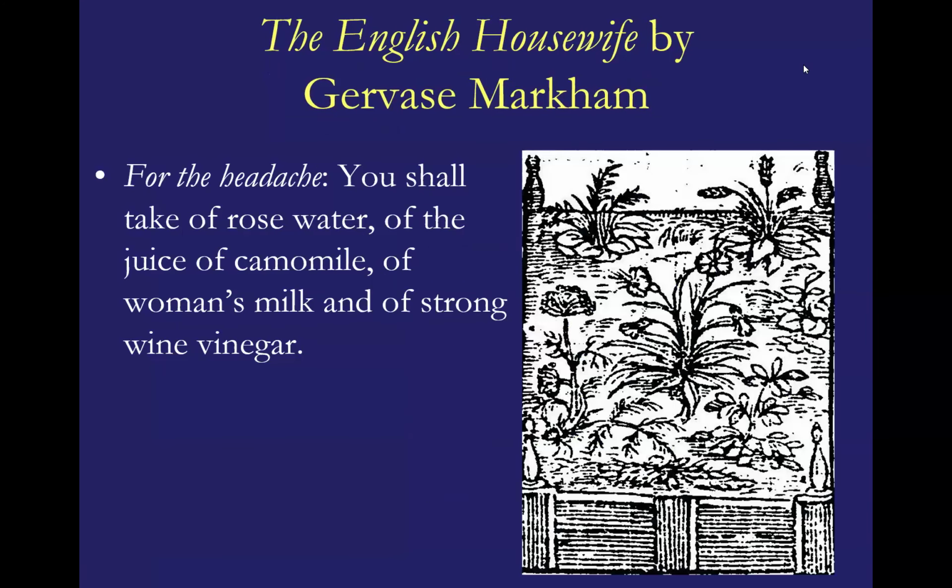And in this, you'll see a number of different remedies that were used for various ailments that affected our ancestors. For example, for headache, you shall take of rose water, of the juice of chamomile, and of women's milk, and of strong wine vinegar. So I don't know about you, but if I had a headache, that probably would cure my headache.